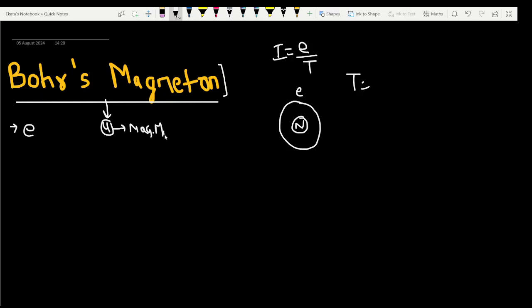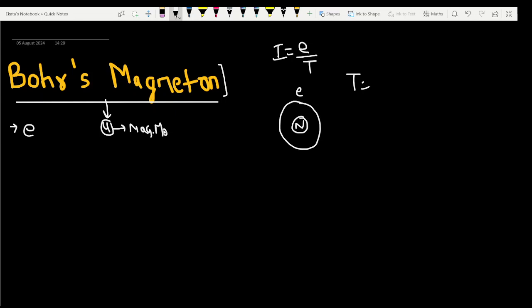The magnetic moment tells us how a particular object behaves when there is an external magnetic field. If an object has some magnetic moment, it tells us how this object behaves in the external field. And an electron moving around the nucleus also creates a magnetic field, so it has some magnetic moment. We are going to calculate this particular magnetic moment, which is known as Bohr's magneton.